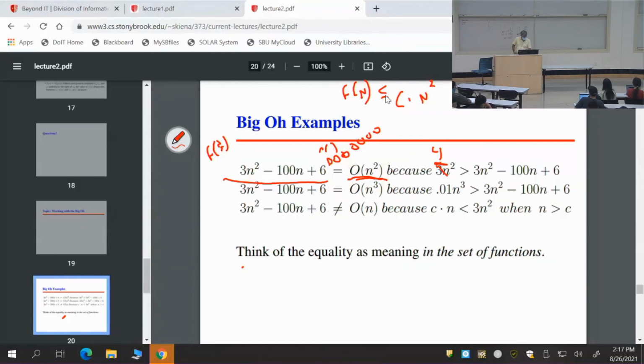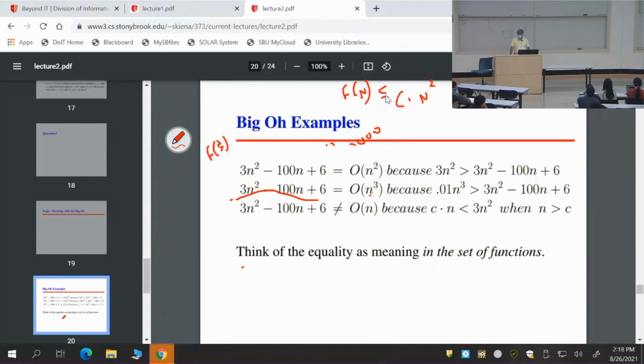What about n cubed? Let me now try it the other way. Is there some constant times n cubed that I could make such that n cubed times c is bigger than this?